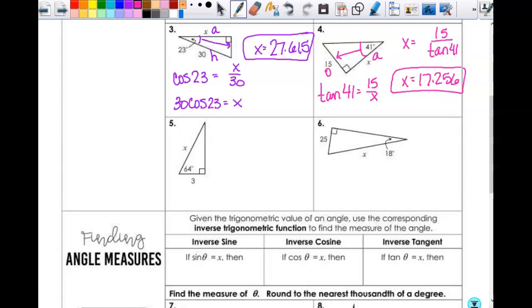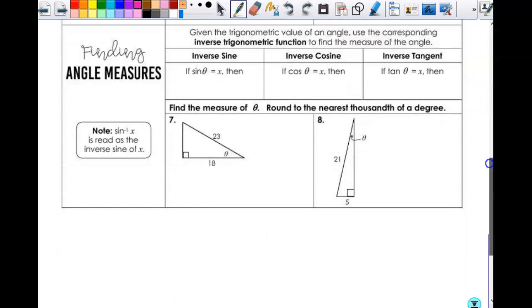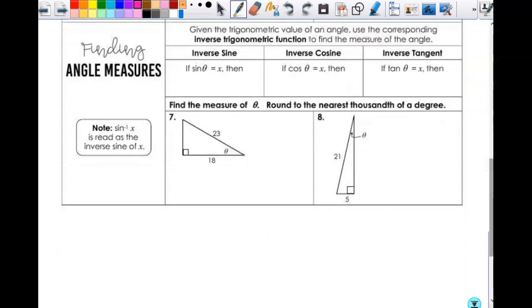All right, so let's go down. That's finding side lengths. Let's talk about finding angles. So, given the trigonometric value of an angle, use the corresponding inverse trigonometric function to find the measure of the angle. So, if sine theta equals x, and I want theta, then theta is going to equal the sine inverse of x. That's how you undo it. We are not dividing by sine. The opposite of multiplication is division. There's not a multiplication here. The opposite of sine is sine inverse. So the opposite of cosine is cosine inverse. And the opposite of tangent is tangent inverse.